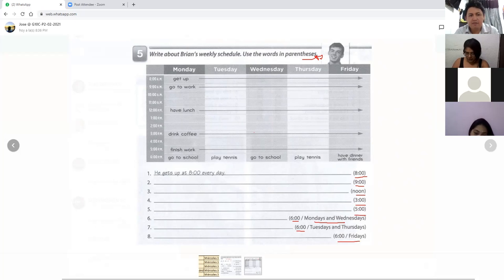En ese caso sería finishes. Le agregamos ES. Finishes. Como watches, catches, etc. Esto es un talón de Aquiles para mí. Yes, it is. He finishes work. Finishes. En ese caso, finishes. Finishes work at 5 p.m. Yes.